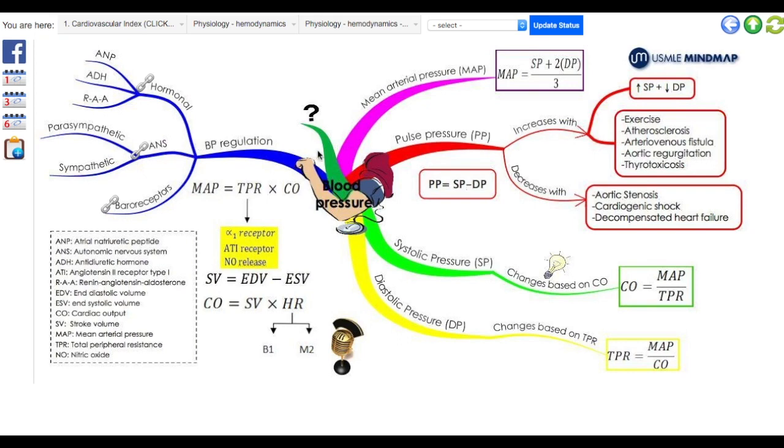Here the map is showing on the top right, how do we calculate mean arterial pressure? Pulse pressure. Bottom right, systolic blood pressure, diastolic. This is forcing the student to understand that systolic blood pressure is an indication of cardiac output, and diastolic blood pressure is an indication of total peripheral resistance. So when we measure blood pressure, it's a very convenient and indirect way to assess cardiac output and TPR, the cardiovascular system. Now on the left, how does the body regulate blood pressure and how does the body monitor blood pressure?